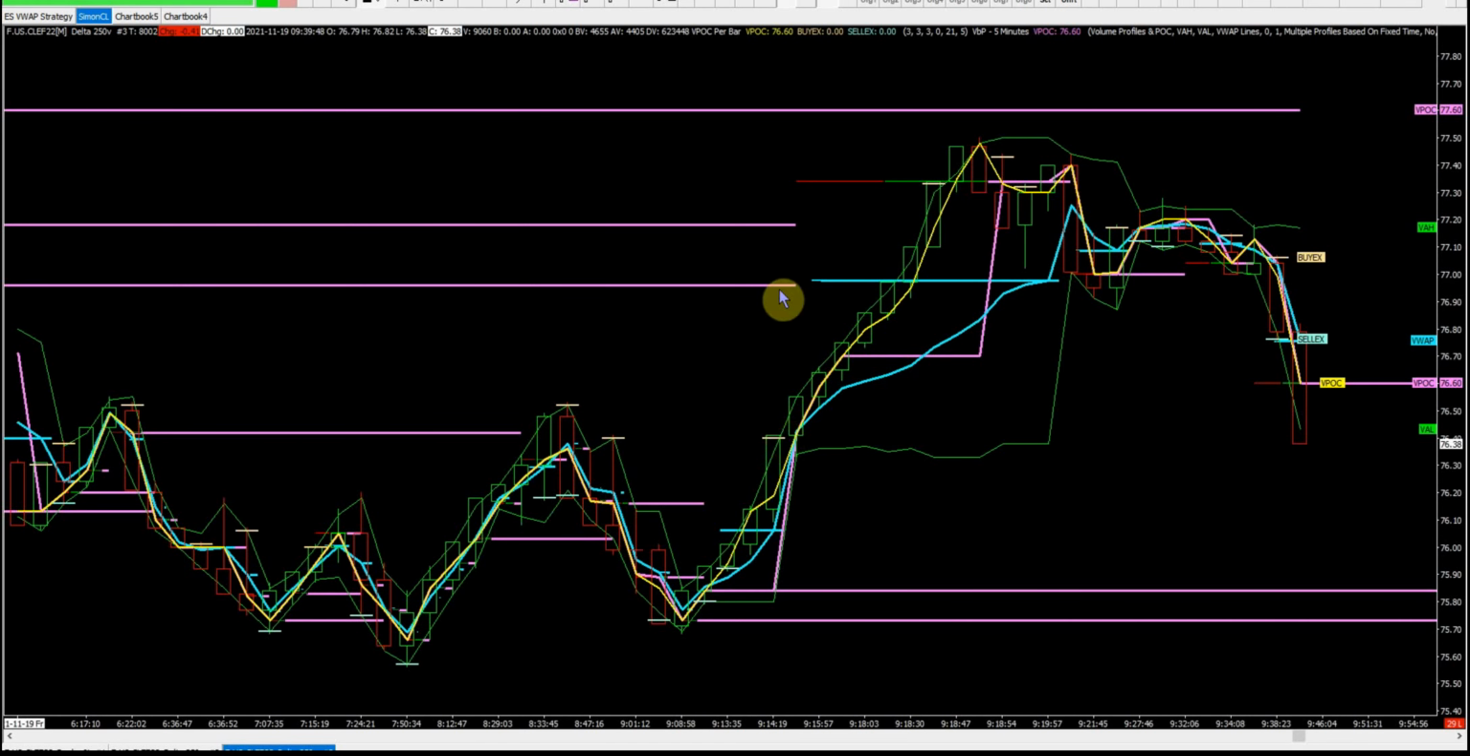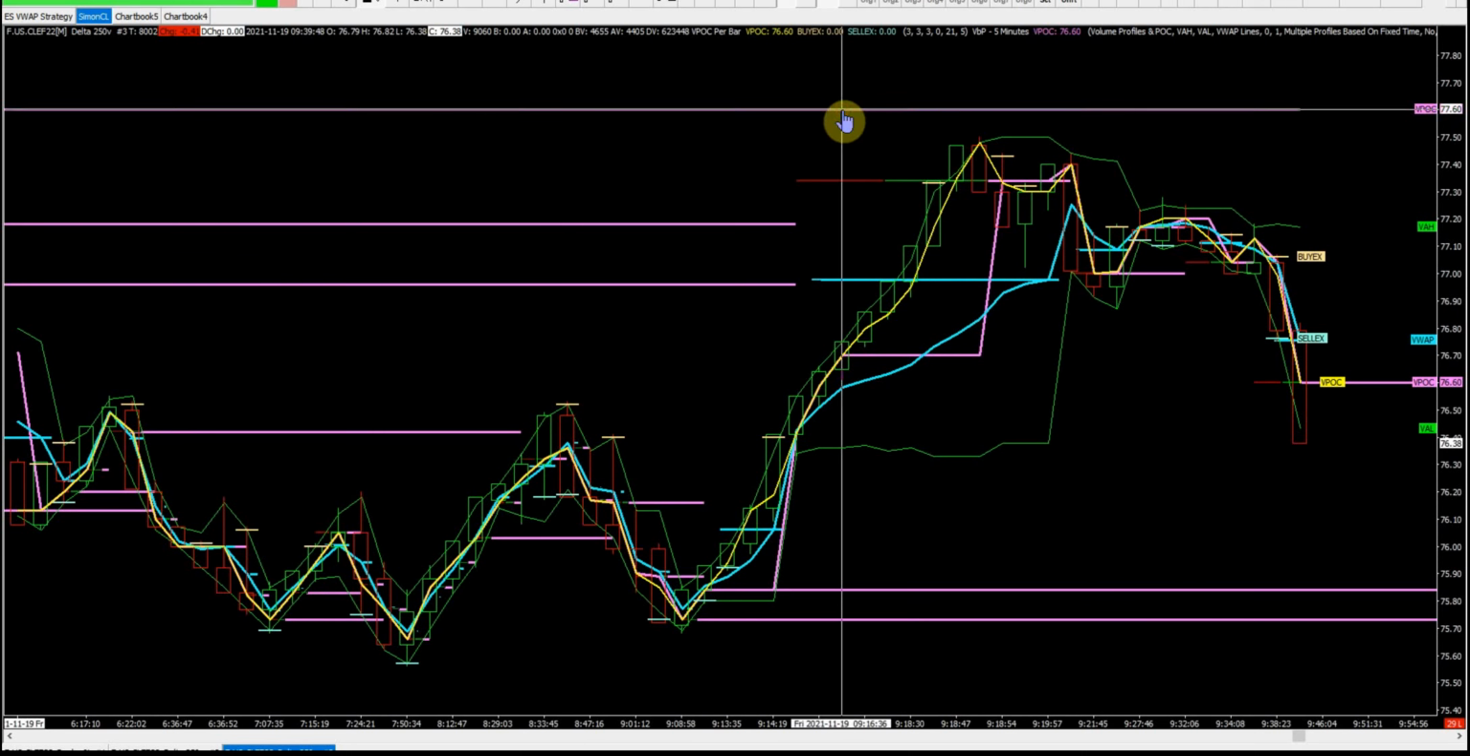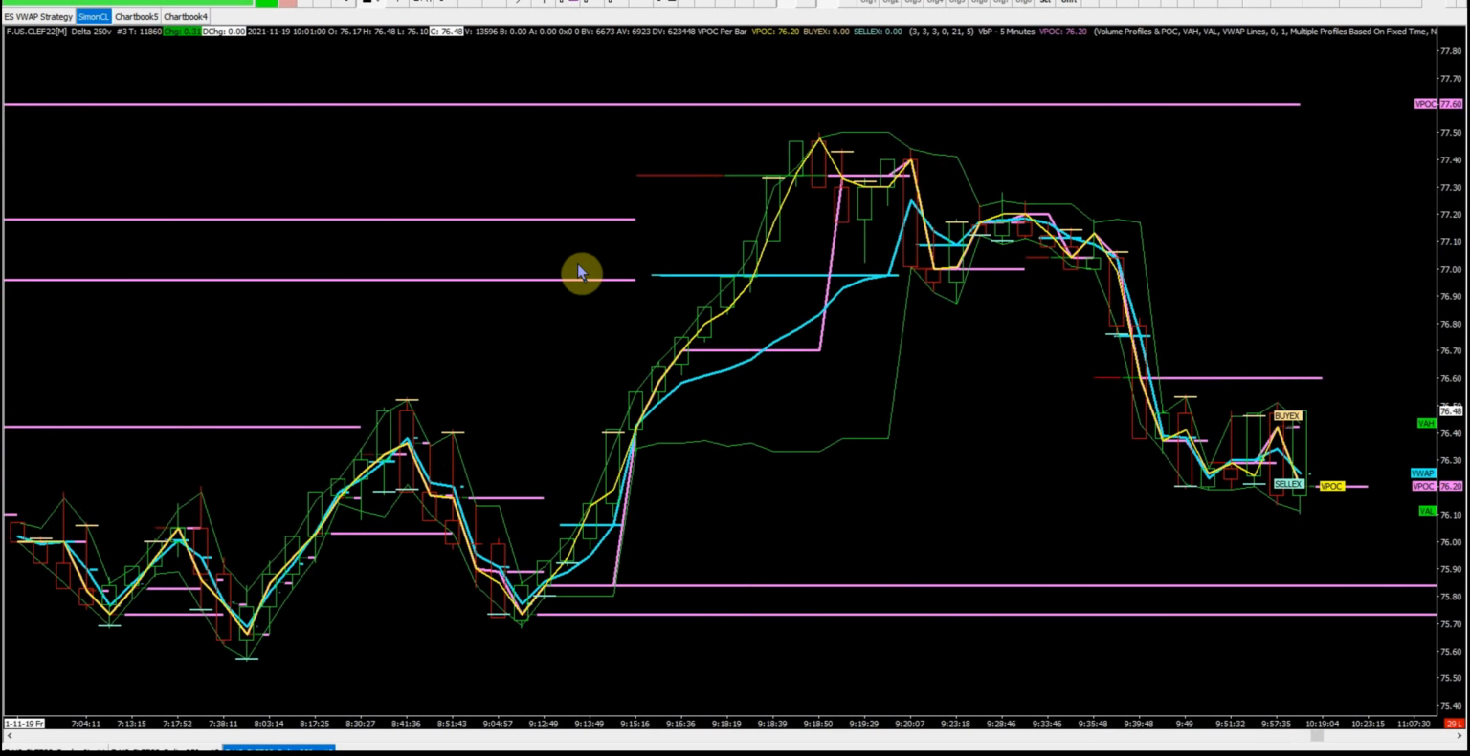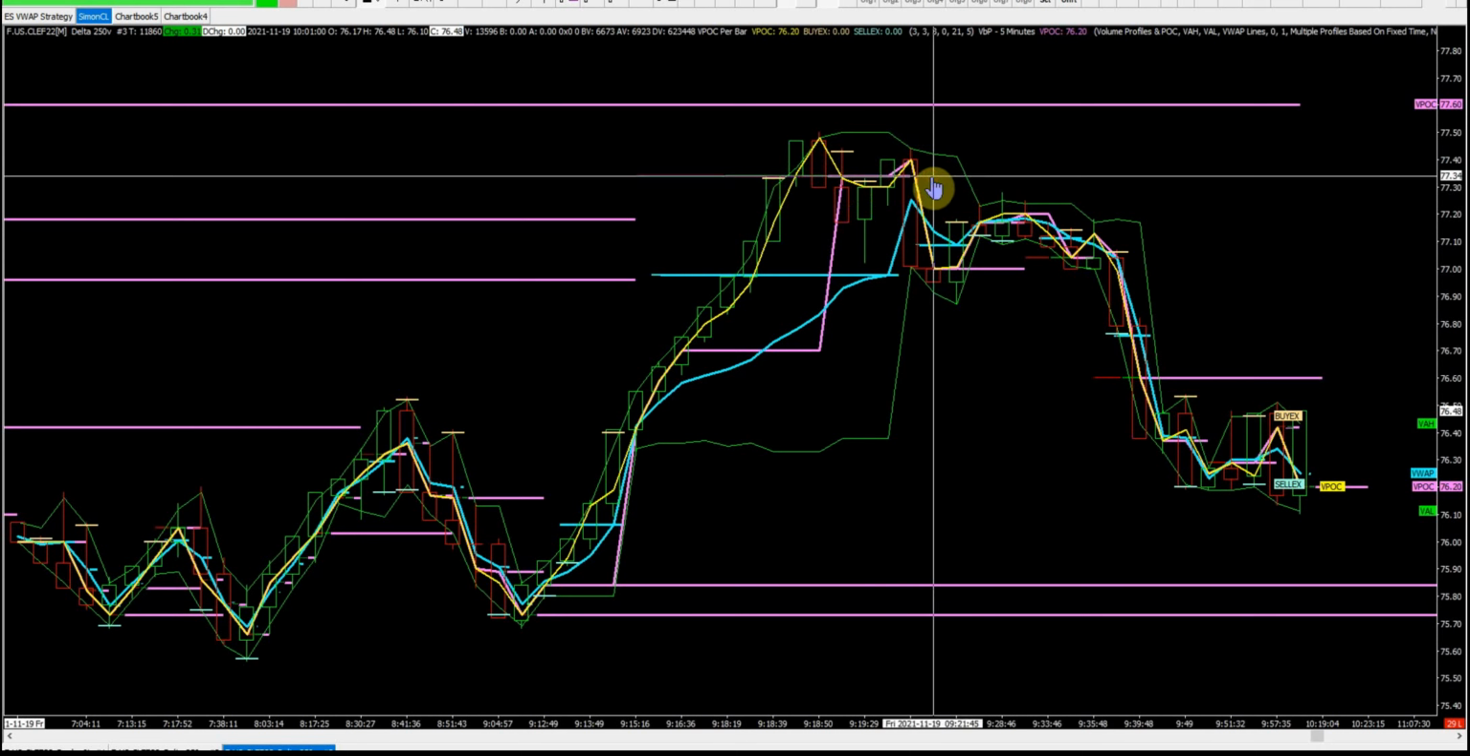You've got a target right there. You got a target right up here, but it didn't hit it, right? Well, how do you know? Everything turned around. Oh crap! Here you go. See that VPOC right there? You start seeing that volume point of control right there. Get the heck out of that long trade. Reverse into the short.